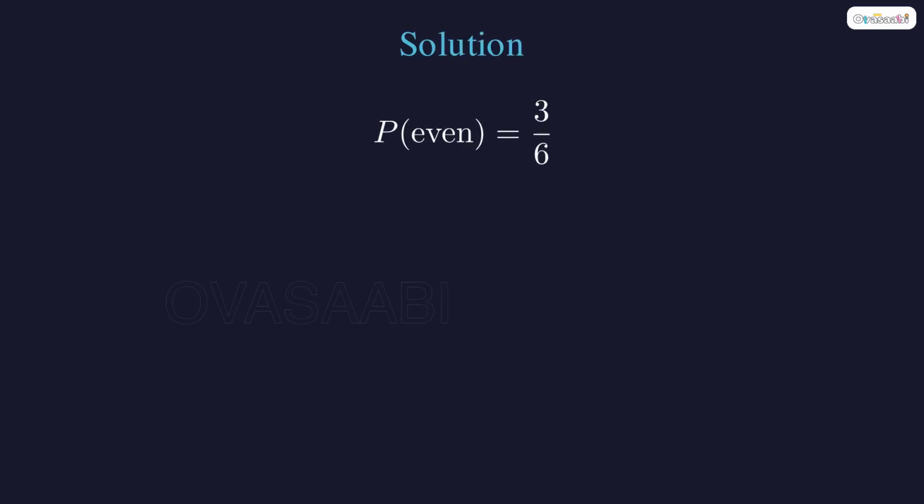We divide favorable outcomes by total outcomes. 3 divided by 6 equals 1/2, or 0.5. So there's a 50% chance.